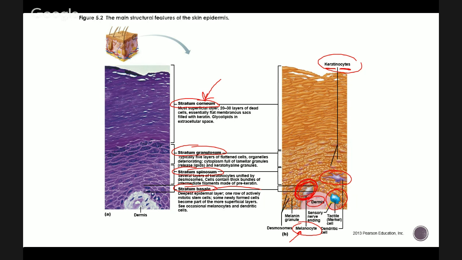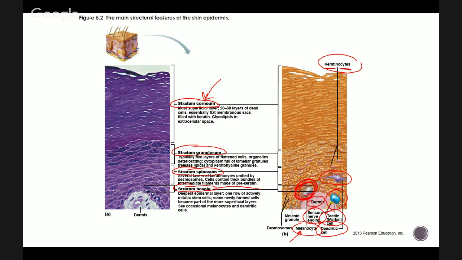We also have things called dendritic cells. Dendritic cells are related to the body's immune system. They help the body ward off pathogens that might be present in the area. And finally, we have sensory nerve endings and tactile cells. So we have some nervous structures in the dermis.